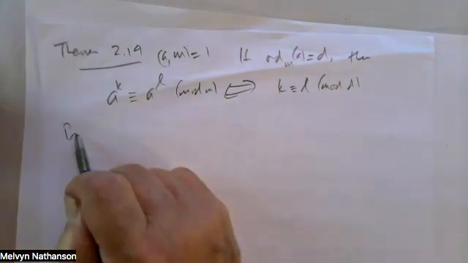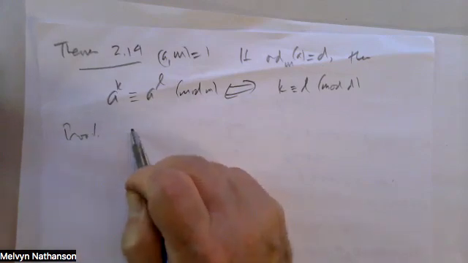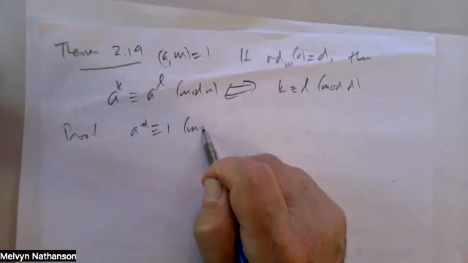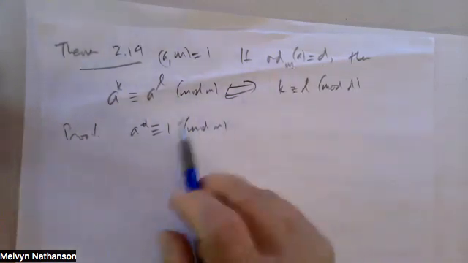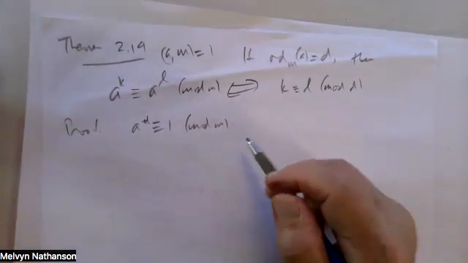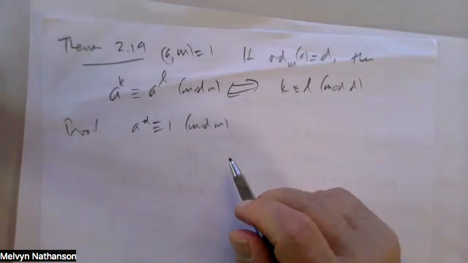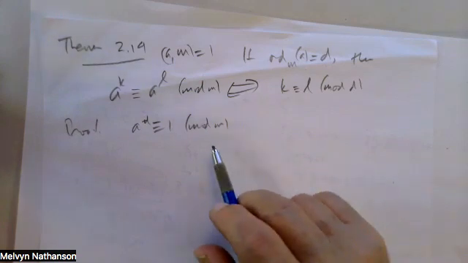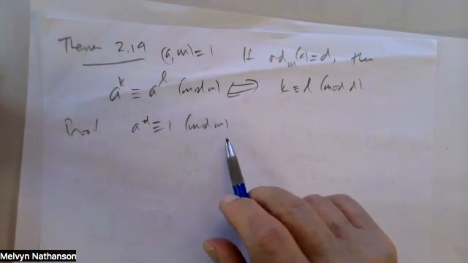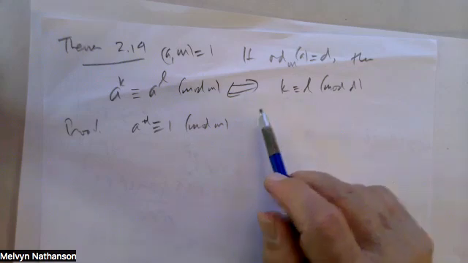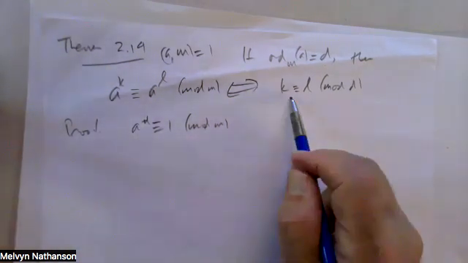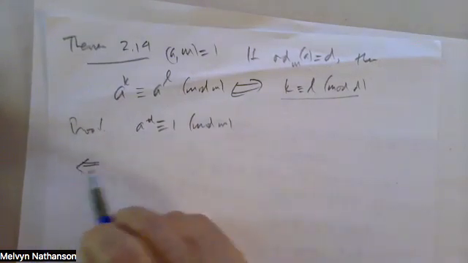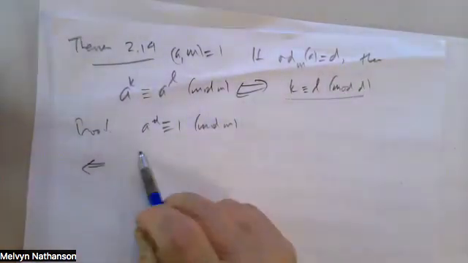So the proof. We have, first of all, a to the d is congruent to 1 mod m. That's the definition of order. Let me prove first that if k is congruent to l mod d, then these powers are the same. So this is the proof going from right to left.